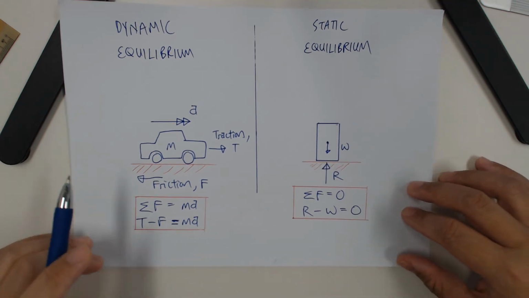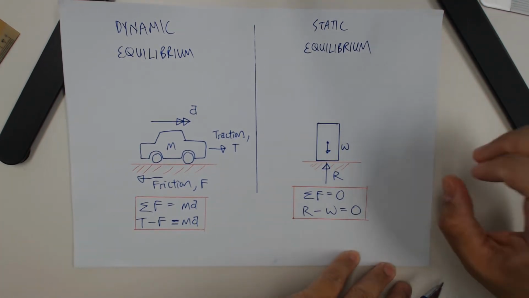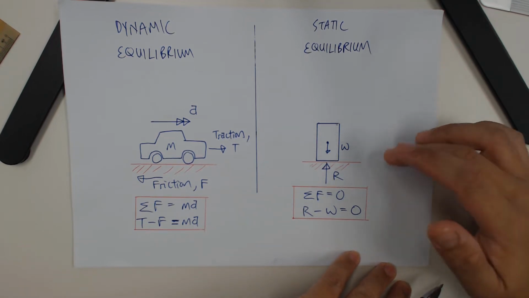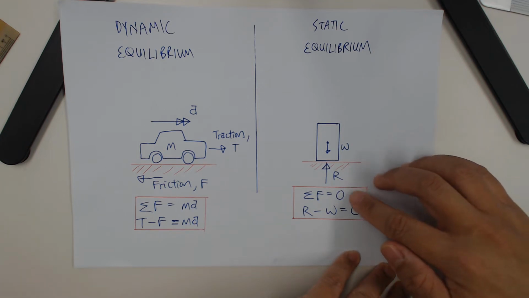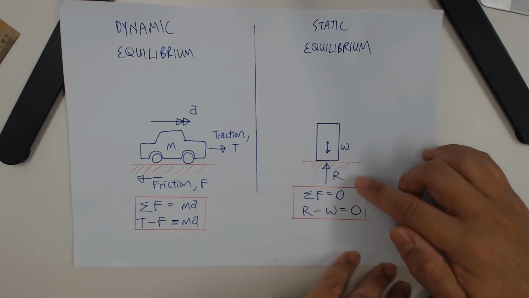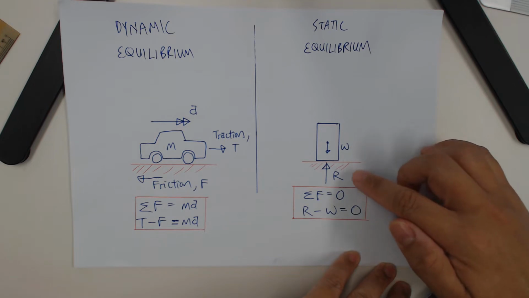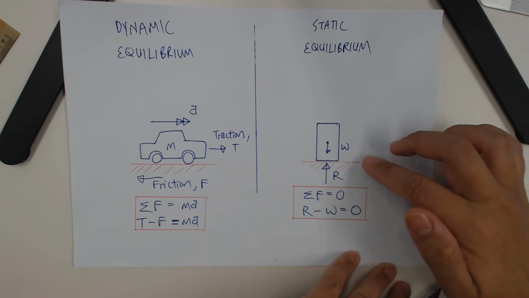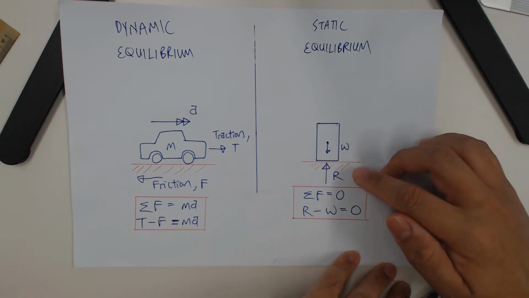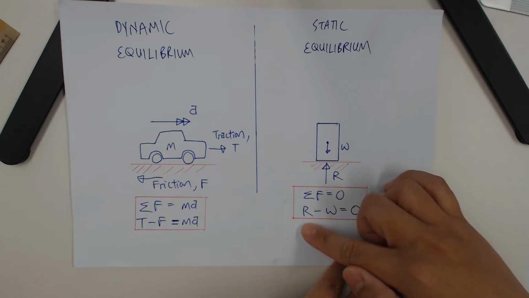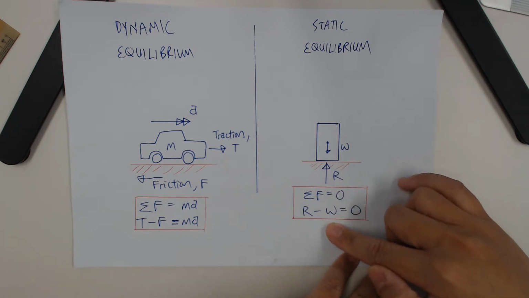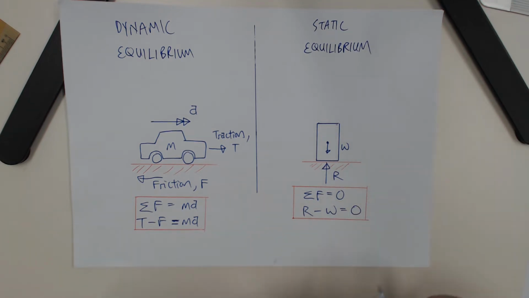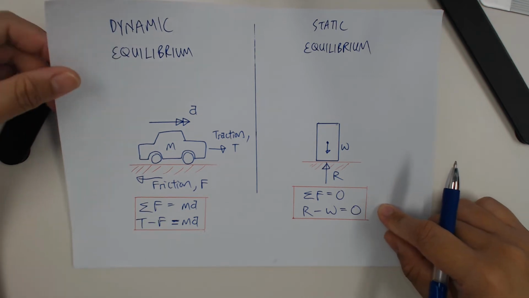For static equilibrium, you are saying that the sum of the forces will become equal to 0. Why? Because it's not moving, no acceleration. So sum of F equals 0. In this case, you have weight and the reaction from the ground. Both are in opposite directions, so one has to be the negative of the other. If we pick upwards to be positive, W will be negative. So R minus W equals 0, so R equals W. This is your static equilibrium.